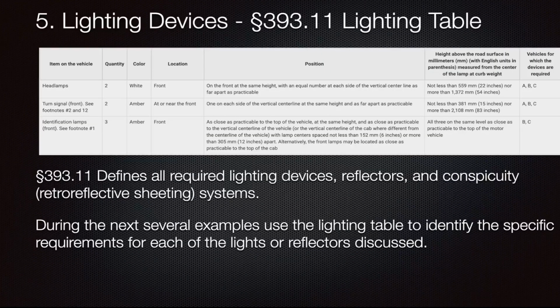At the end of the lighting table, there is a legend that will tell you what A, B, and C is. It's A through H is all of them. A, B, and C is specific 100% to the power unit. So we're talking trucks that are less than 80 inches in width, truck tractors, and trucks or buses that are 80 inches or more in overall width. So A, B, and C is what we're talking about there.